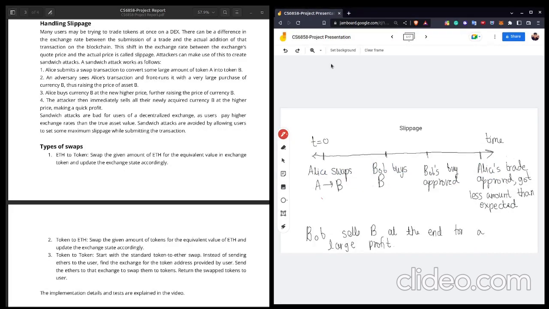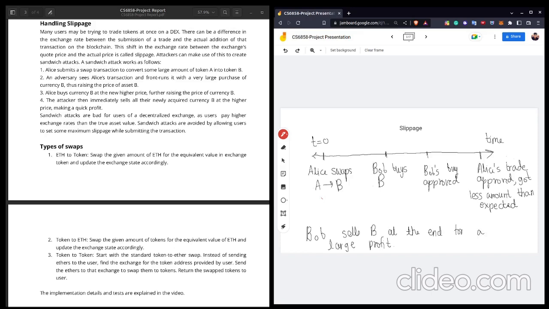Currently, there is a significant issue with our exchange as it does not account for slippage. Many users can try to trade tokens on our DEX simultaneously. There can be a difference in the exchange rate between the submission of a trade and the actual addition of that transaction on the blockchain. This shift in exchange rate is known as slippage. Attackers can make use of this to create sandwich attacks.